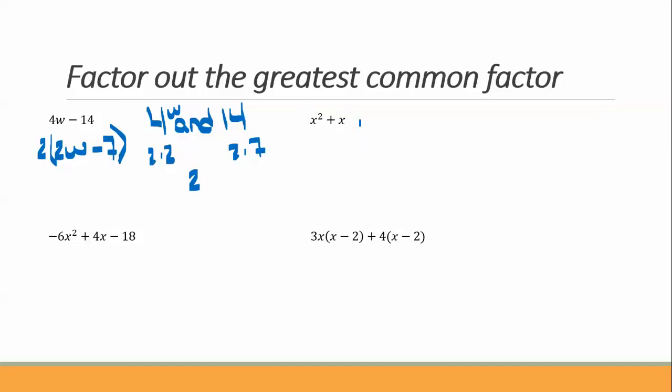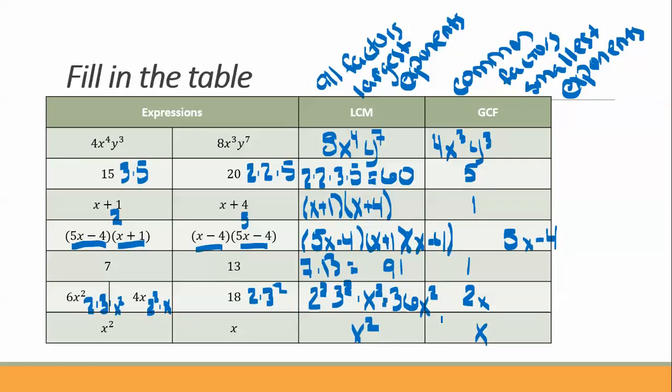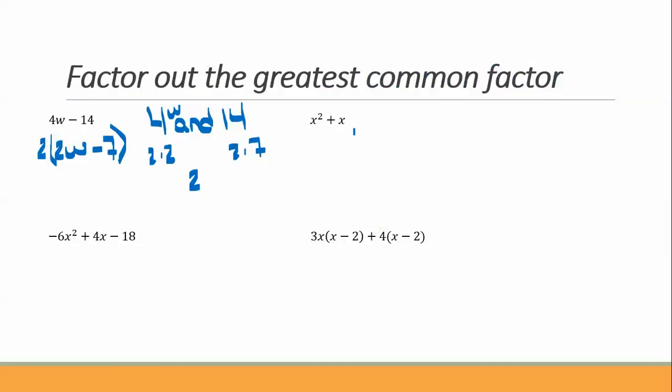Let's factor out the greatest common factor of x squared and x. We've looked at our previous slide, and the greatest common factor of x squared and x was x. So we're going to factor out an x, and then use our parentheses. What do we need to multiply x by to get x squared? We need x. What do we need to multiply x by to get x? We need to add a 1. So then when we remultiply to check our answer, x times x is x squared, x times 1 is x.